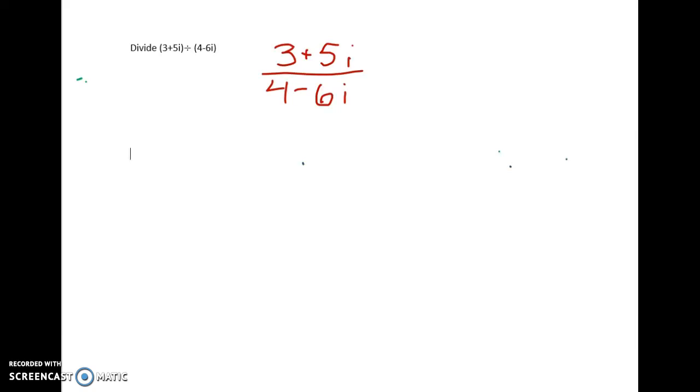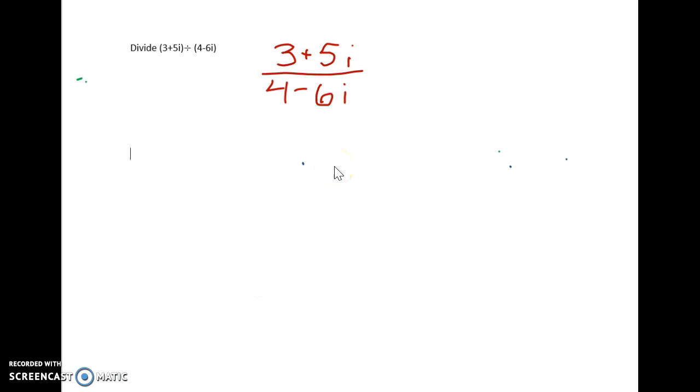Okay, so in this video we are going to divide 3 plus 5i by 4 minus 6i. As you can see over here in red, I have already written out the equation. So what we want as our answer by the end of this is a complex number, meaning a real number plus an imaginary number, or a multiple of i, standing for imaginary.